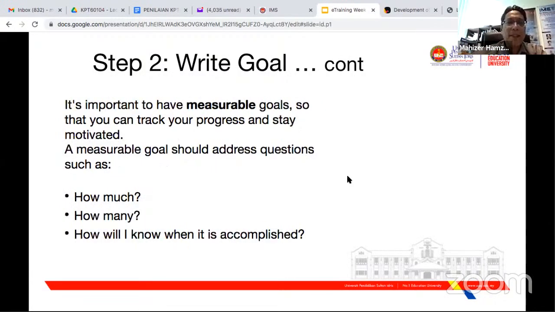And then measurable. This is the question you can ask to measure the goal. How much, how many, how will I know when it is accomplished? Something measurable. Accomplished means the majority of the trainees achieve the goal, fulfilling the objective or learning outcomes. For example, 80% of them can operate the machine. You can measure the performance of the trainees after they attend the training, what they accomplish at the end.